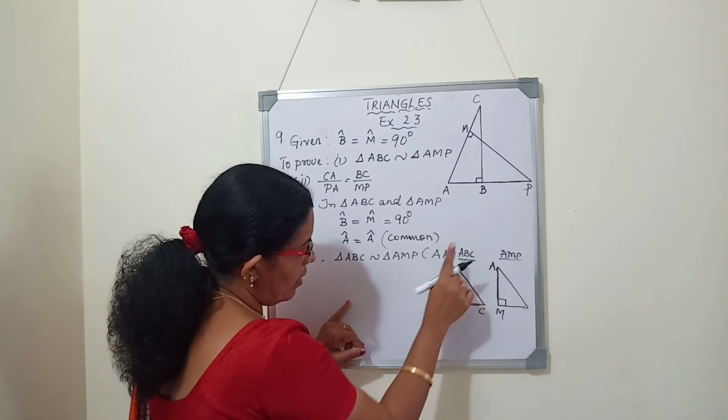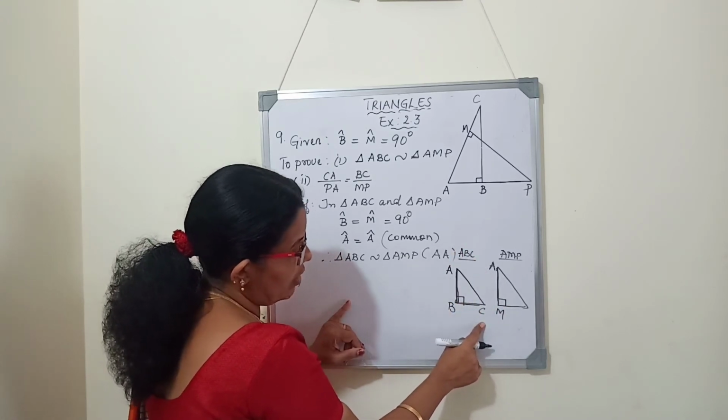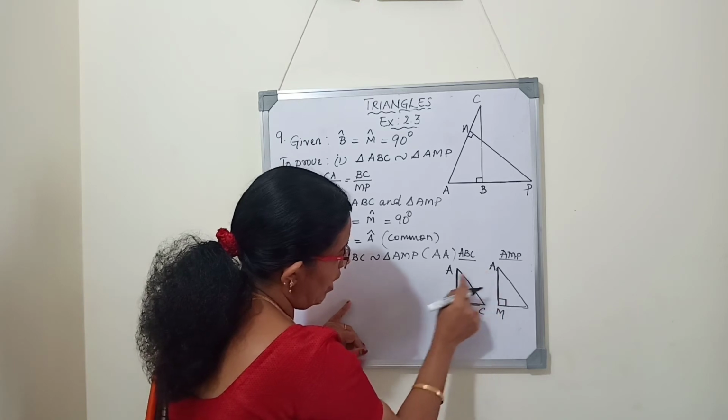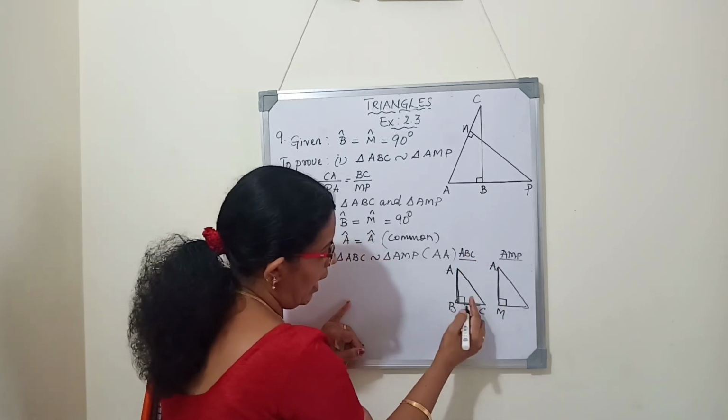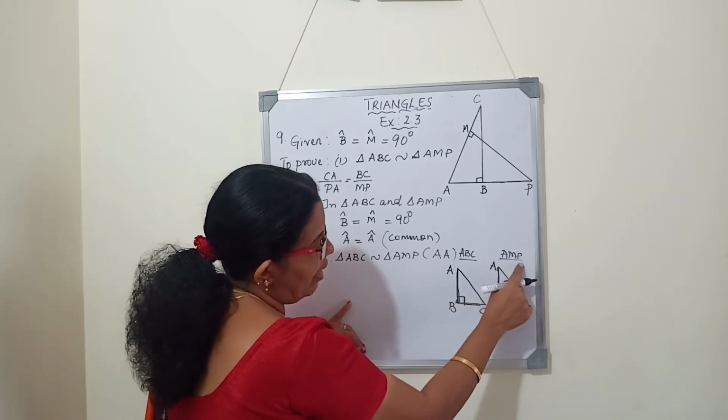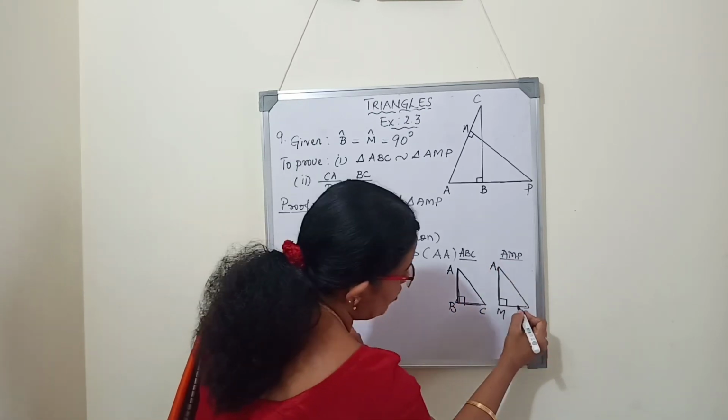Now in triangle ABC, we have already marked all three letters. A is a common angle, in the same place we had written. B and M are 90 degree angles, in the 90 degree place we marked. Now the left out letter is P. So we have to write P here.